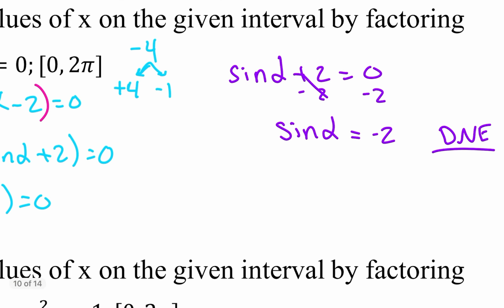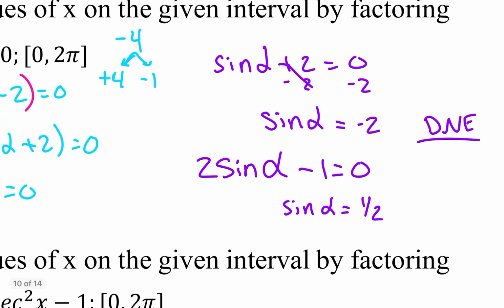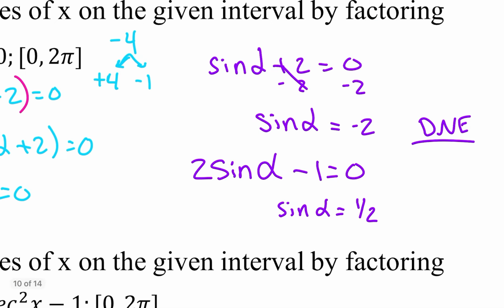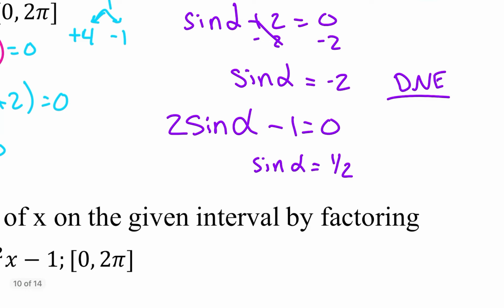And for the other one, 2 sine of alpha minus 1 equals 0. So we'd add 1 to this side and then divide by 2. So sine of alpha would give us 1/2. So where would sine of alpha give us 1/2 on the unit circle? And again, we're looking at the entirety of the unit circle here because it's 0 to 2 pi. So on the unit circle, sine equal to 1/2 would come up anytime the y value is equal to 1/2.